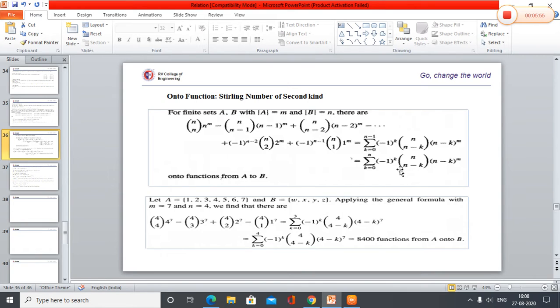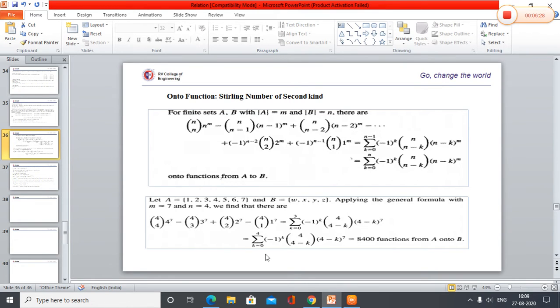So if I expand it, first k is equal to 0, I put (-1) power 0, n C 0, and (n minus 0) power m. So I get this value, and then the second one, when k equals 1, everywhere in place of k I have to put 1, and I get this value. Then when k equals 2, I get this value, and since it is (-1) power k, alternately plus and minus I am going to get. So this is just the expansion of this formula.